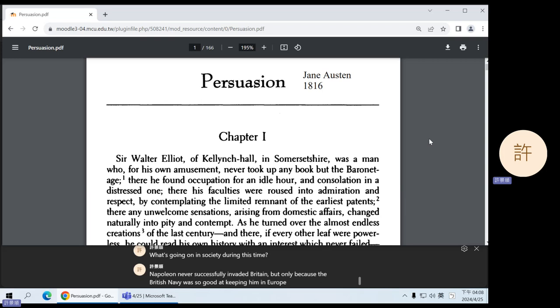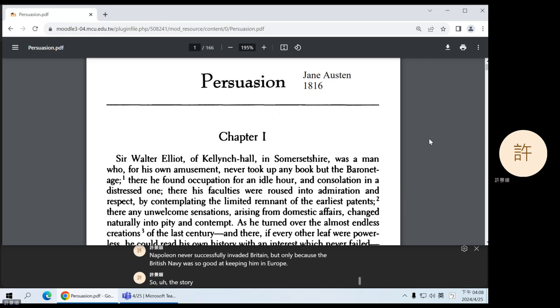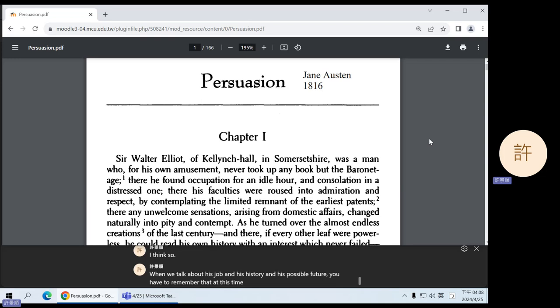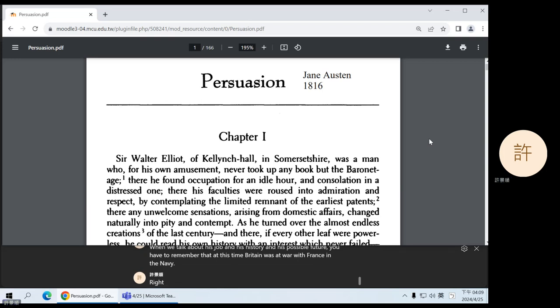So the story, one of the main characters of this story is a naval captain, or not naval captain, ship captain, I think. So when we talk about his job and his history and his possible future, you have to remember that at this time, Britain was at war with France in the Navy. Right. I think that's enough history to understand this story.